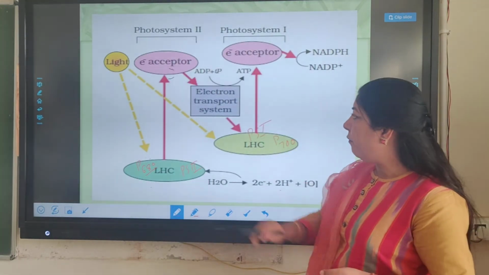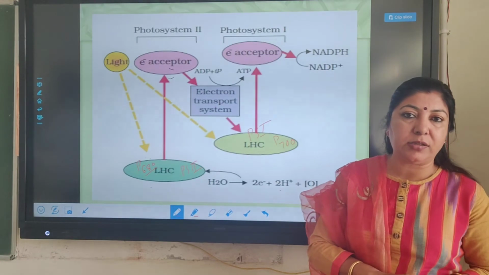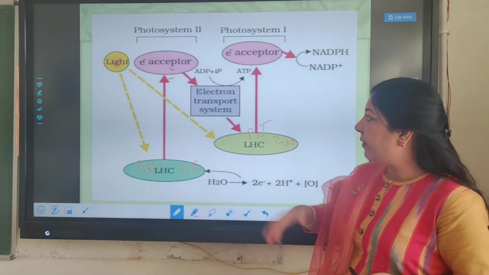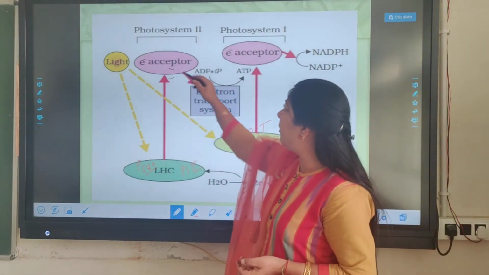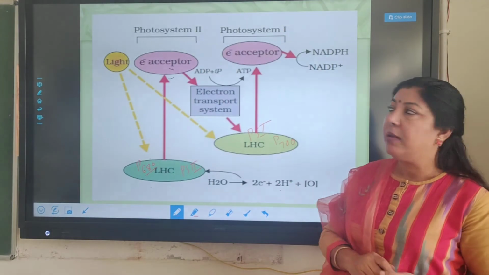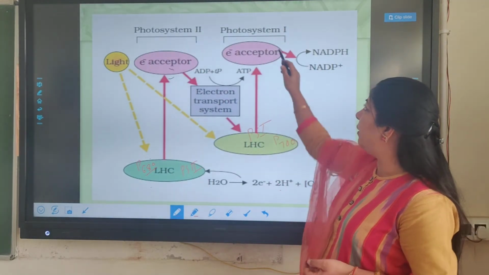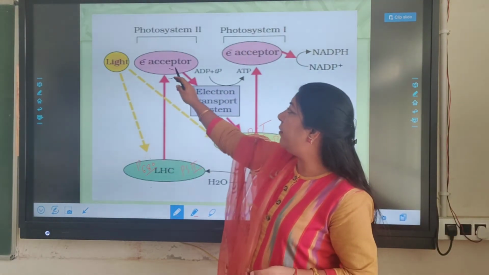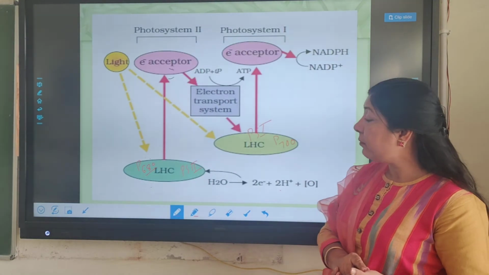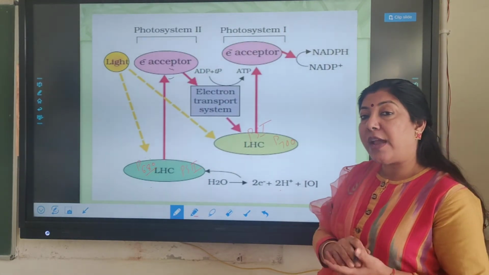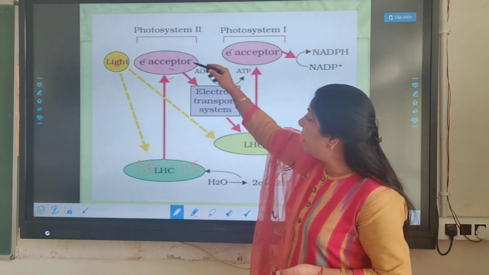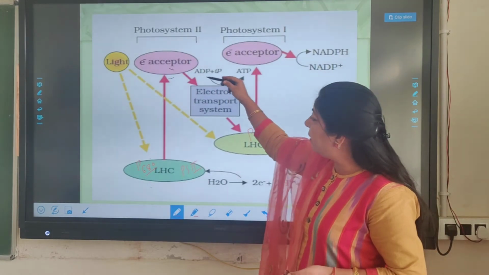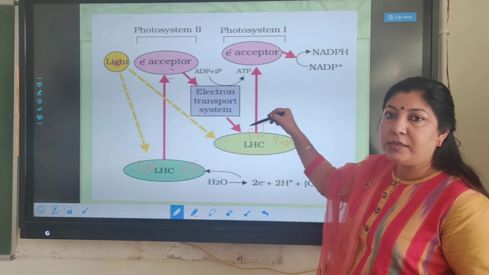So what happens? When light falls on these reaction centers, on these LHCs, in the reaction center, the electrons are emitted and the electrons are accepted by the primary acceptor. In photosystem 1, there is one primary acceptor. Likewise here, there is another primary acceptor. And the redox reaction takes place and the electrons move downhill. So as a result, this electron transport chain is there.